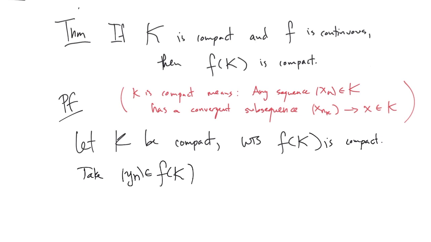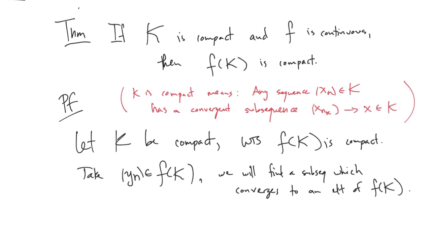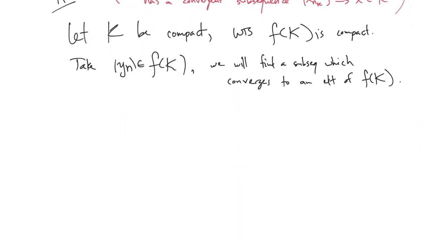I call it y because I imagine that these are the y values of some function, right? F of K refers to all the values that you get out of the function when you plug K in as the domain. So that's why I call them y. You can call them x if you want to. So I take y_n in F of K, and then we will find a subsequence which converges to an element of F of K, right? And if we do that, that means it's compact, because compact means any sequence has a subsequence that converges inside the set. All right.